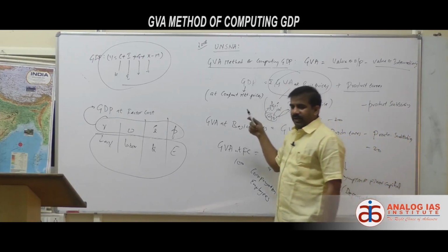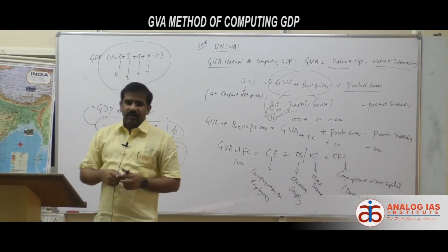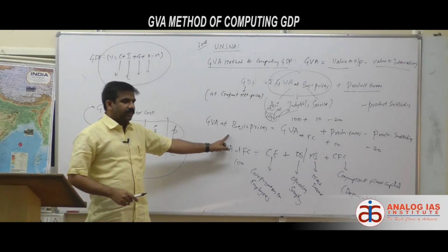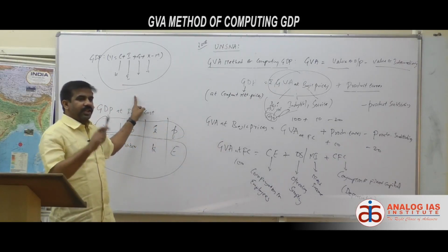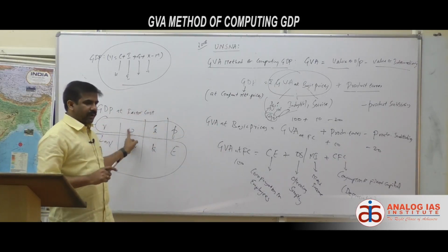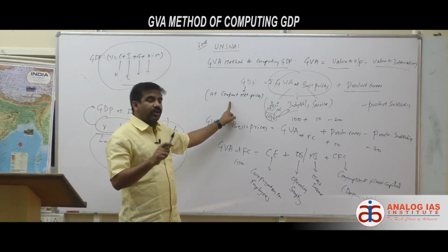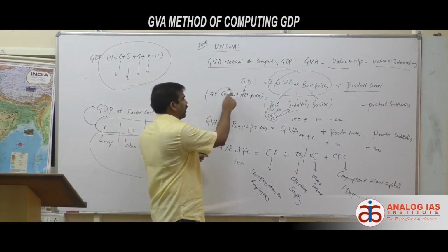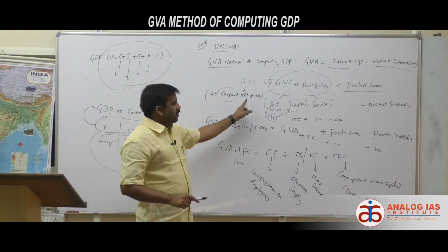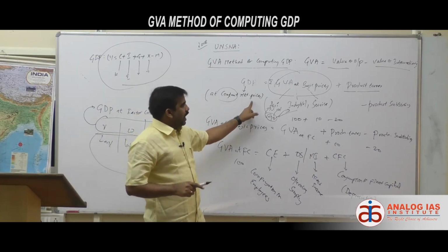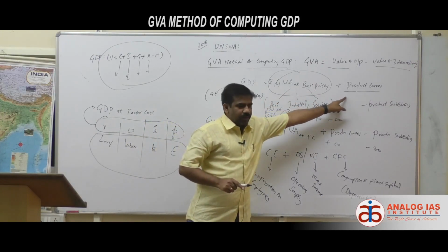So at the end of the day, the very basic difference between these two methods is, in this method, GDP is calculated at factor cost. In this method, GDP is calculated at constant market prices. What is constant market price? I will explain it to you, but you can easily make it out. When I say market price, it means I am taking tax into account.